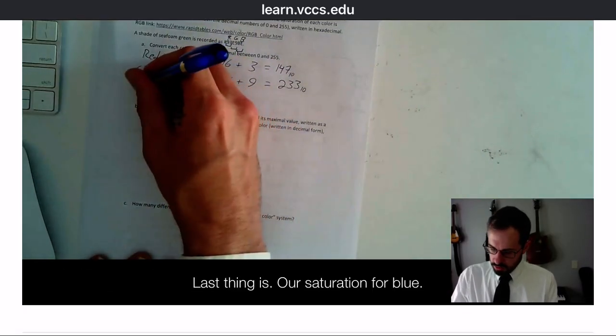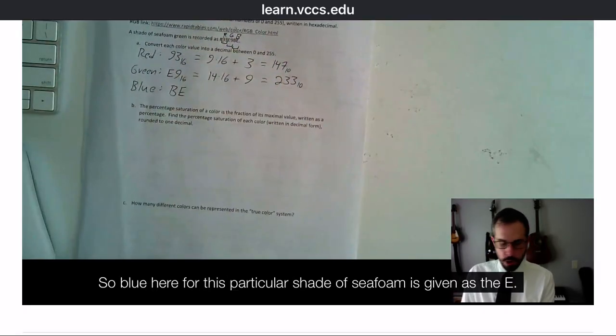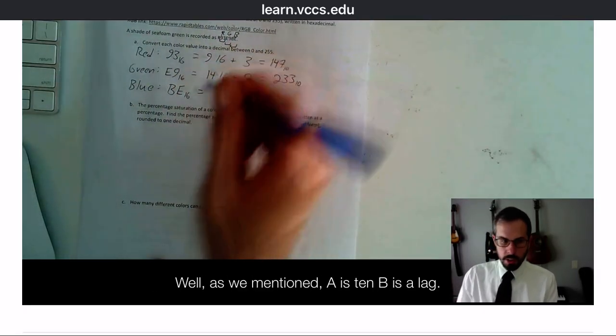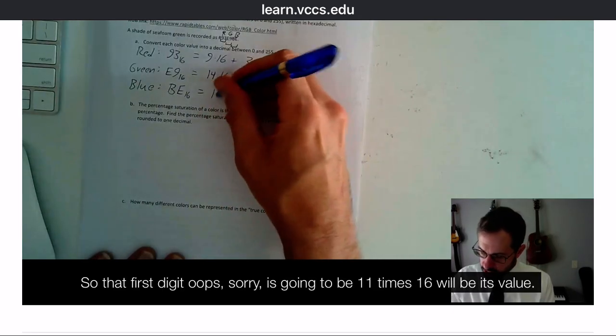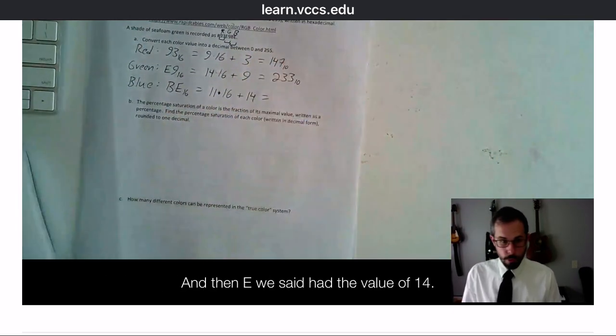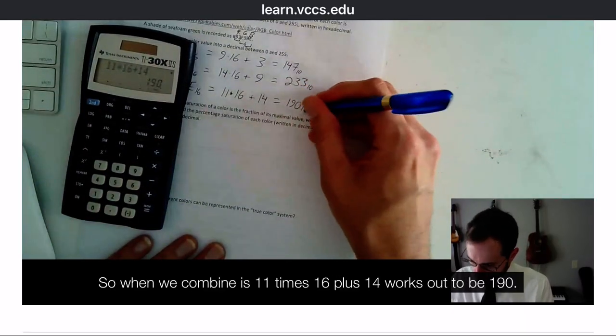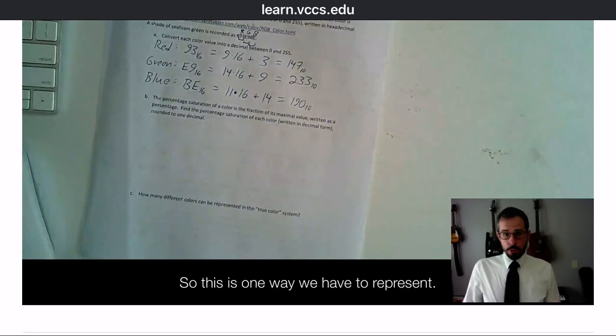Last thing is our saturation for blue. Blue here for this particular shade of seafoam is given as BE. As we mentioned, A is 10, B is 11. So that first digit is going to be 11 times 16 as its value, and then E, we said, had the value of 14. When we combine these, 11 times 16 plus 14 works out to be 190. So this is one way we have to represent RGB.